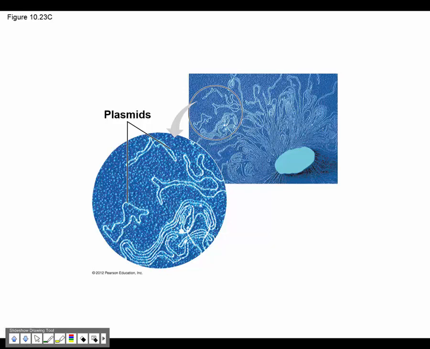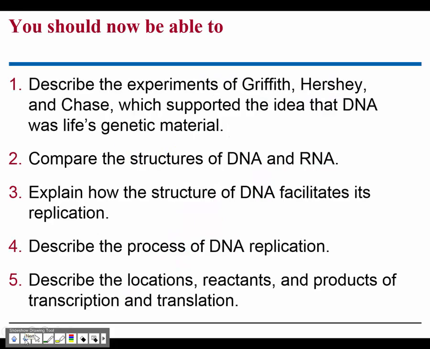So here's a bacterial cell with DNA, all the DNA spread out, and if you see these small circular ones, those are plasmids.